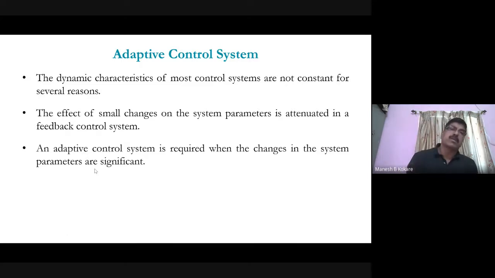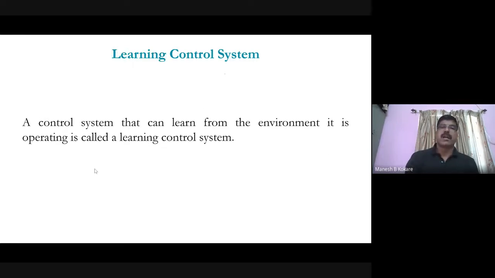So this kind of system is called an adaptive control system. Automatically your system parameters change, and then according to that you have to adjust the output. So that kind of system is called the adaptive control system.